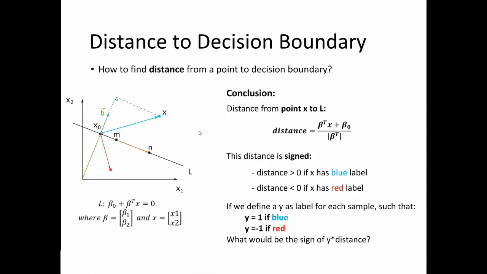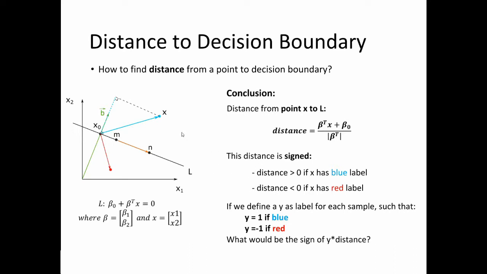We now know the distance between any sample or any point to the line L, or the decision boundary. And actually this is a major milestone because if we want to find the best decision boundary that maximizes the distance to the nearest point, all we need to do is to find out where the nearest distance is and how to maximize that distance, right? But before we go there, there's one more observation.